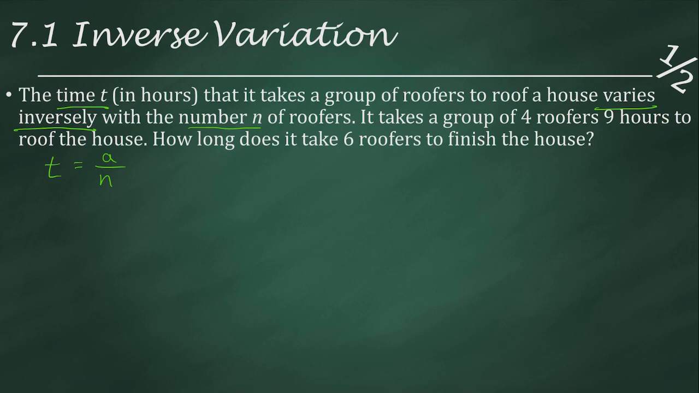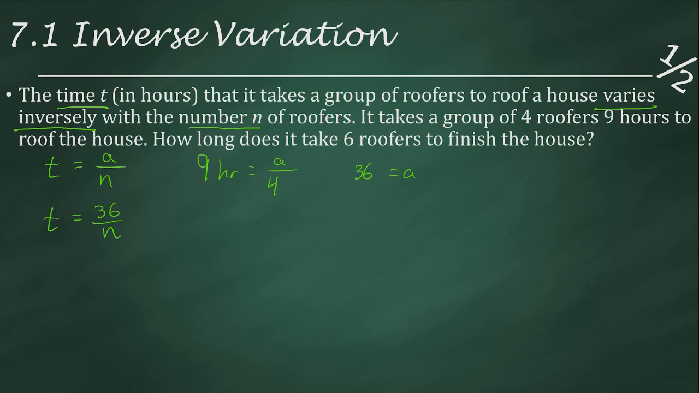Then we fill in what we know. n is the number of roofers, and t is the time. So it's 9 hours and 4 roofers. Multiply both sides by 4. You'll get 4 times 9 or 36 for the a. So now we have our formula as t equals 36 over n.